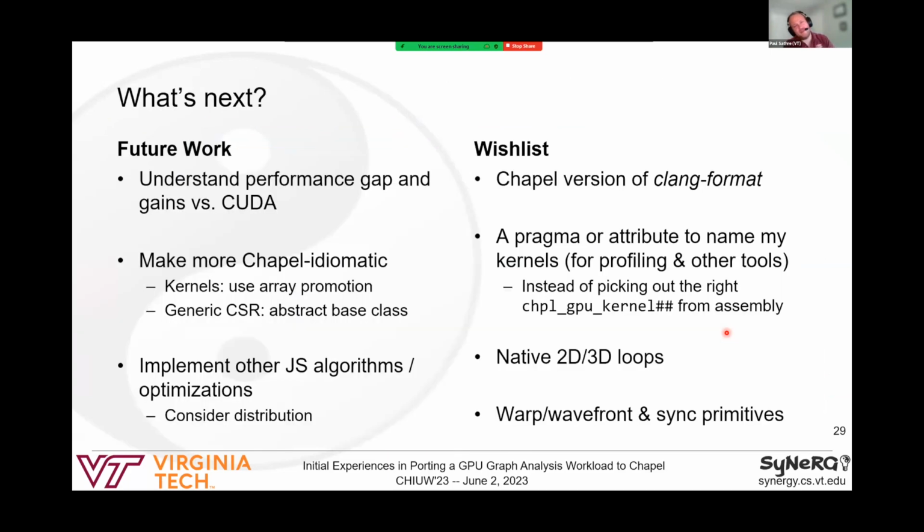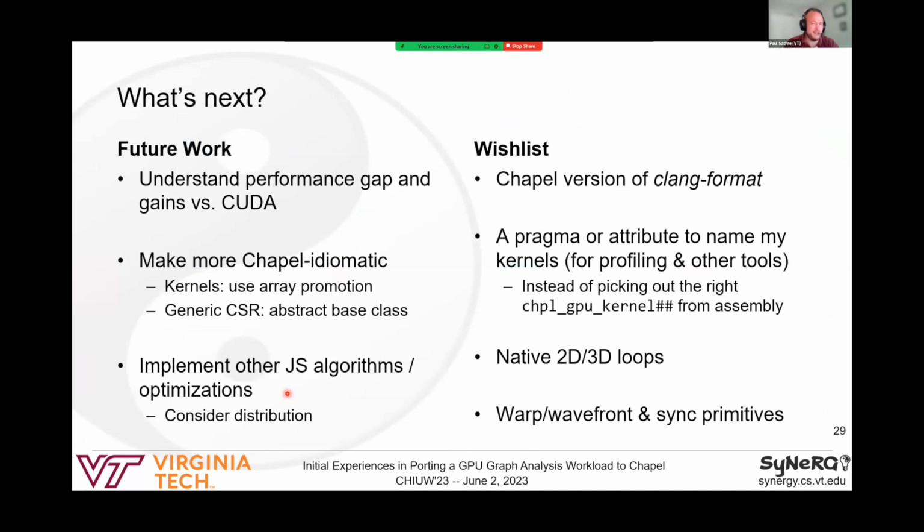So with that, I'll start wrapping up. In terms of future work, obviously there's some performance gaps and gains to understand. We already know some ways to make this more Chapel idiomatic now that we've got a couple extra months under our belt. And now that we have seen some really promising early results, we want to bring over some optimizations from previous work and other approaches in the literature.